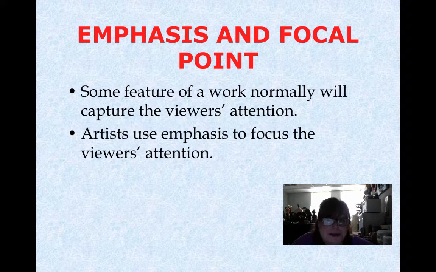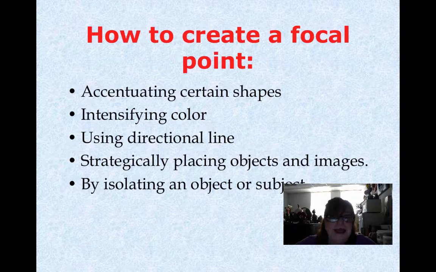Okay, next principles of design are emphasis and focal point. So some feature of a work typically will capture a viewer's attention, and artists know that, so they will emphasize that to purposefully focus the viewer's attention. And you might create a focal point in the following ways: by accentuating certain shapes, intensifying color, using directional line, strategically placing objects and images, or by isolating an object or a subject. So let's see how artists have done that.